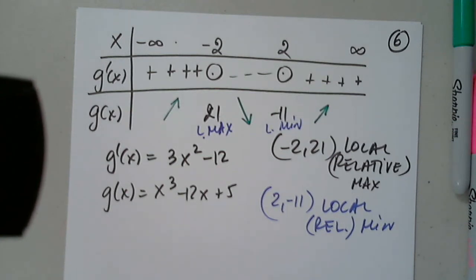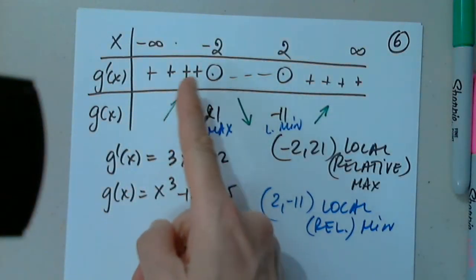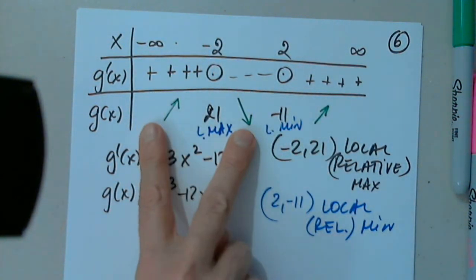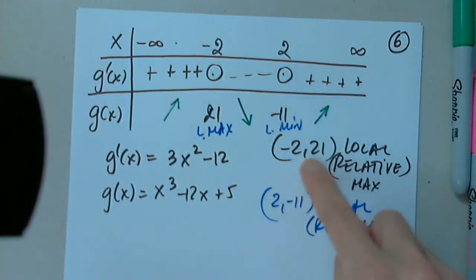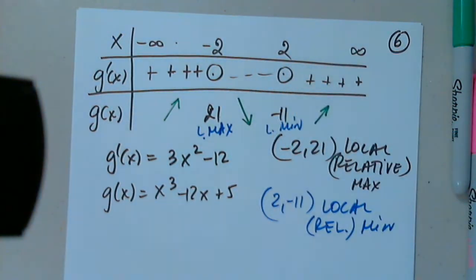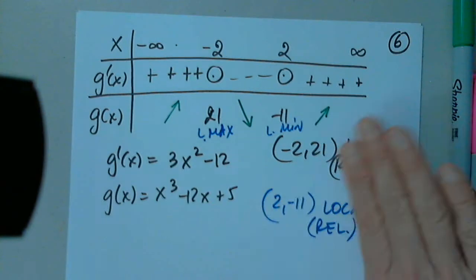Any questions on how to find critical numbers and how to determine whether they are max or min? They don't have to be, but it happens that the derivative changes sign this way, which is a max. That's why I put these arrows. And it's a min. That's why I put these arrows, because it's from negative to positive. Negative slope and then positive slope.